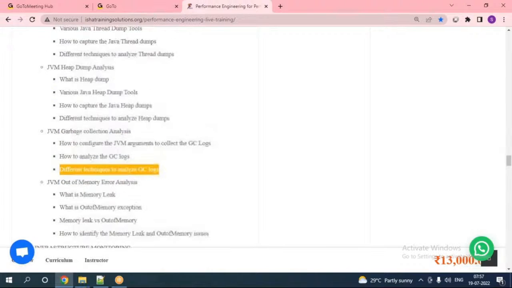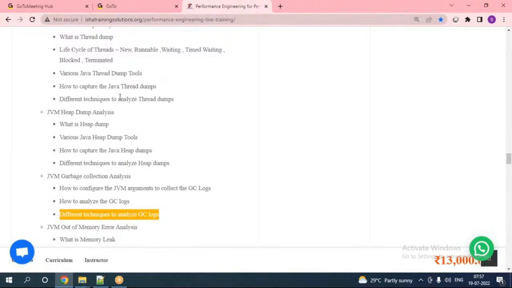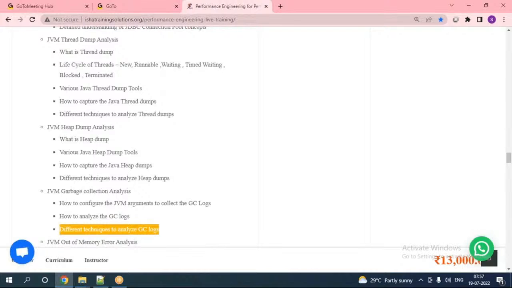So here, in heap dump and thread dump also, I am going to show you two important online tools. One is fastthread.io, a tool through which you can easily analyze your thread dumps. And then your heap analysis, you can also do on an online utility tool, the heap analyzer. Through that you can analyze it.